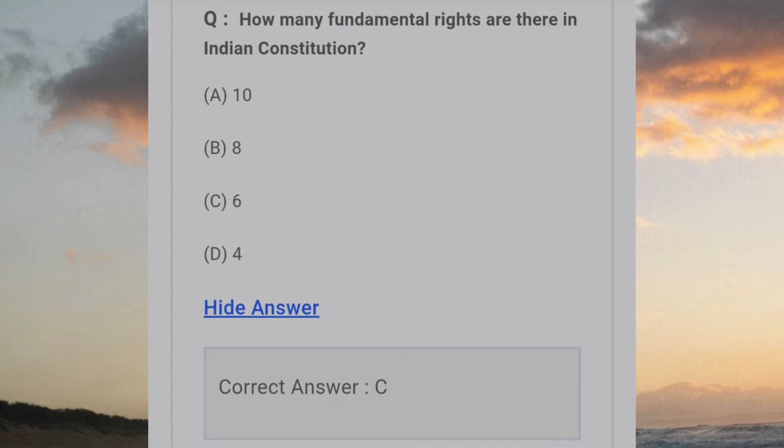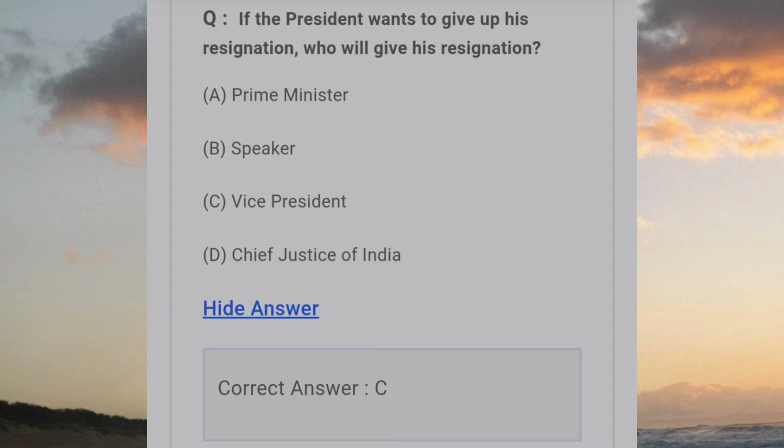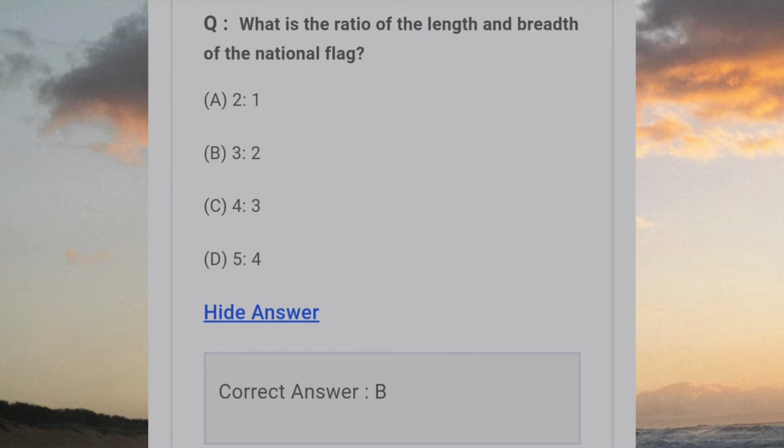How many fundamental rights are there in Indian Constitution? Answer C. 6. If the President wants to give up his post, to whom will he give his resignation? Answer C. Vice President. What is the ratio of the length and breadth of the national flag? Answer B. 3:2.